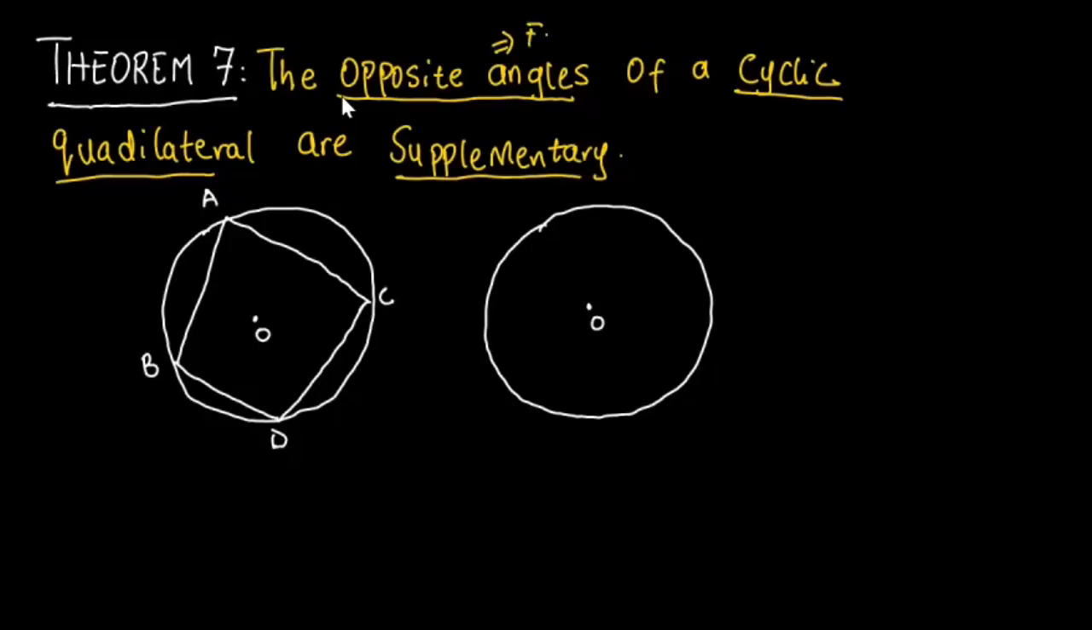When we say opposite angles, what do we mean? It simply means angles that are facing each other. Then moving on, we have what we call a cyclic quadrilateral. But we must understand what a quadrilateral is before we understand what a cyclic quadrilateral means. The word quadri just simply means 4. Then lateral simply means side.